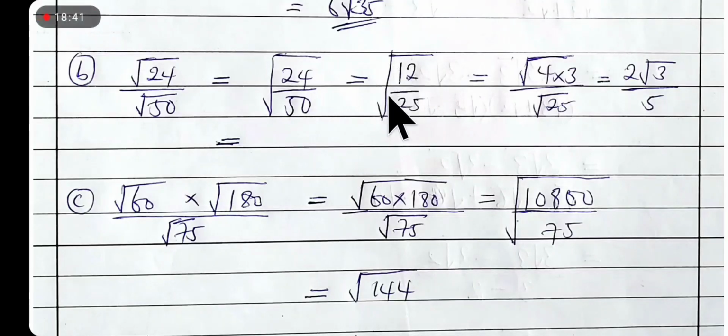So the square root of this 12 can also be split into 4 times 3, because 4 times 3 will give you 12. So it's going to be the square root of 4 times 3 all over the square root of 25. The square root of 4 is 2. The square root of 3 is irrational, so we repeat it down, all over the square root of 25, which is 5. So the answer is 2 root 3 over 5.